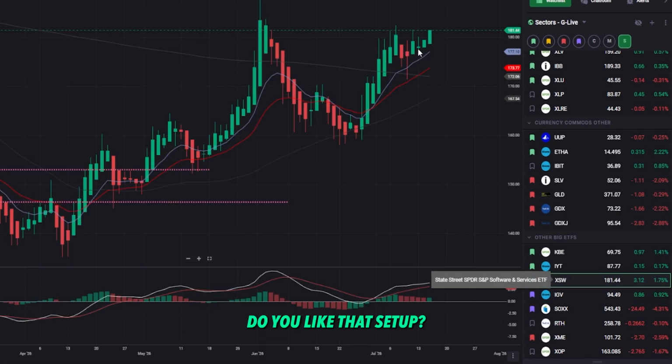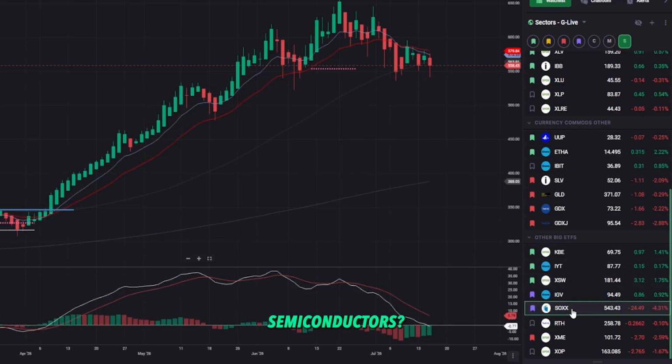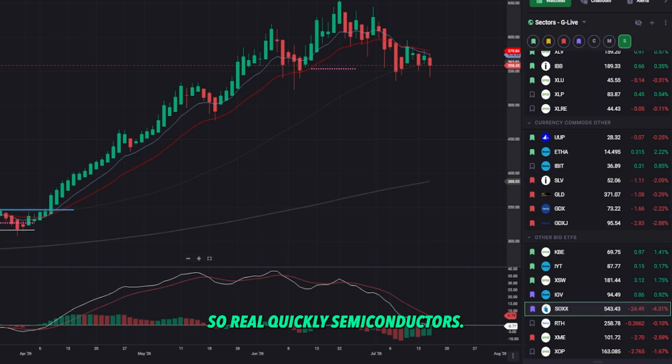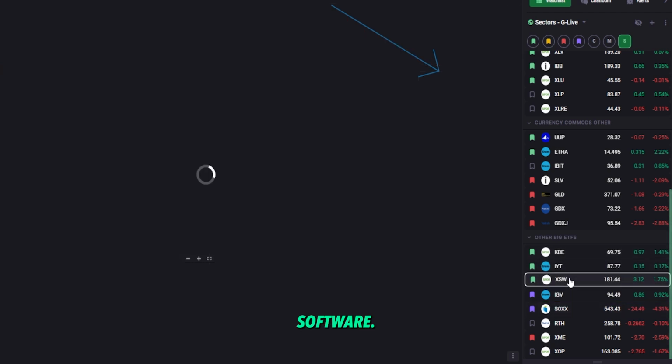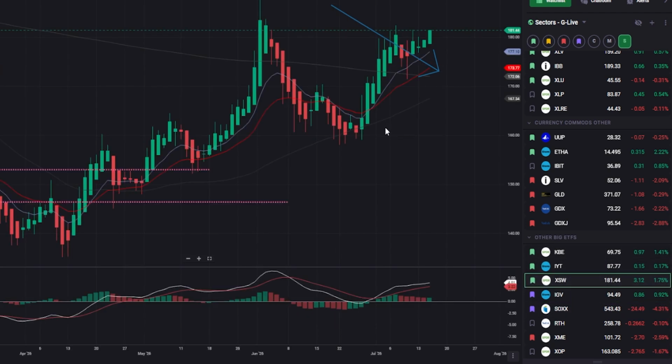Do you like that setup? We're triggering right now on the software. Or do you like semiconductors? So real quickly, semiconductors, software. You see the industry rotation there?